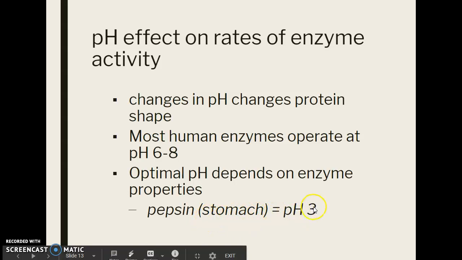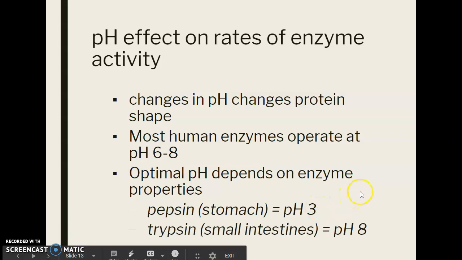For pepsin in the stomach, and we're going to talk about this one next week, I had to order some materials. This is in the stomach. So pepsin is an enzyme, but it requires a pH of 3 to work well, which is very acidic. It makes sense. You have acid in your stomach, right? Trypsin, which is in your small intestines, needs a pH of 8, so slightly basic.